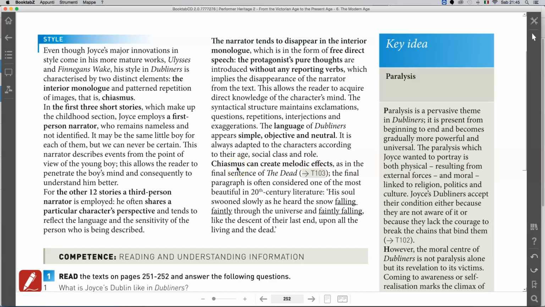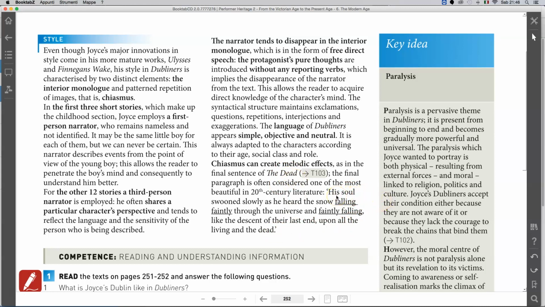The chiasmus, which is the reversal of word order, can create melodic effects, as in the final sentence of The Dead. This is the final paragraph. In its final paragraph, which is often considered one of the most beautiful in the 20th century, we have the character Gabriel, and this is the last sentence of the story, The Dead.